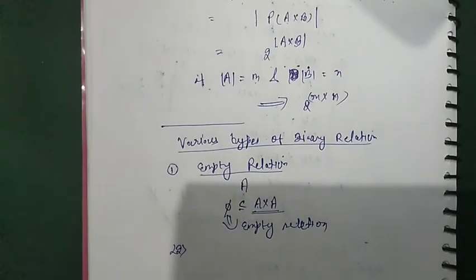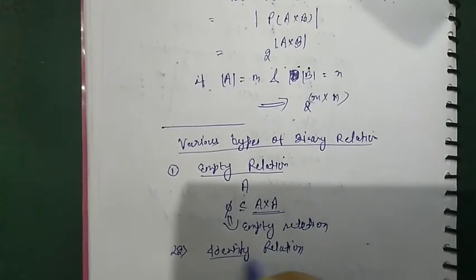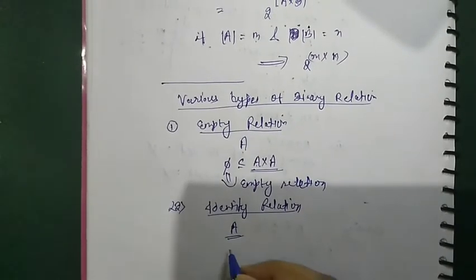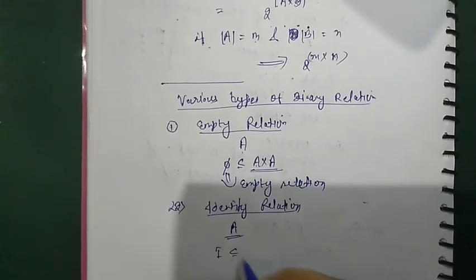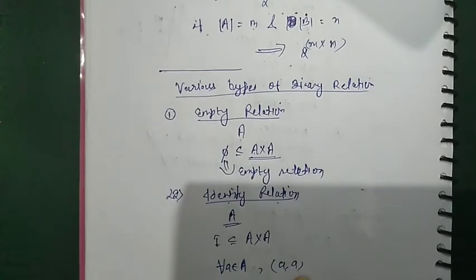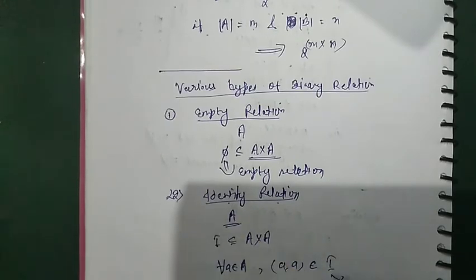The second type of binary relation is called the identity relation. Say A is a set here, then I is a relation from A to A, which is a binary relation. Then this relation will be called the identity relation if for all a belonging to capital A, the ordered pair of the form (a, a) belongs to this relation I.